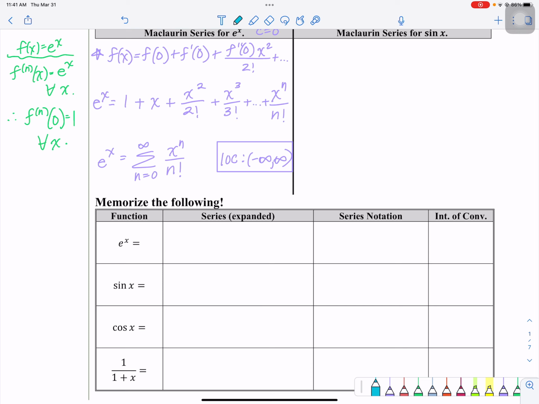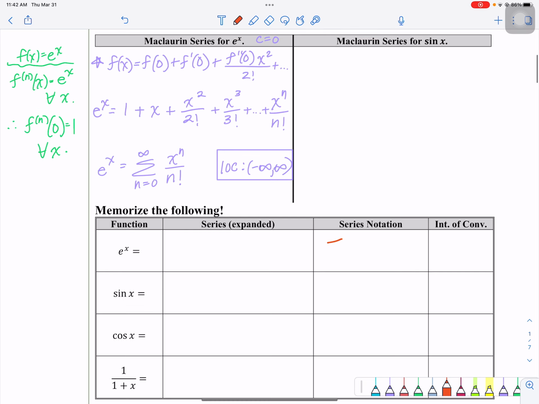So let's go ahead and fill in our table for e to the x: the series expanded, and then the notation. So we have n equals 0 to infinity of x to the n over n factorial, and our interval of convergence is negative infinity to infinity. And we'll go ahead and write a few terms.